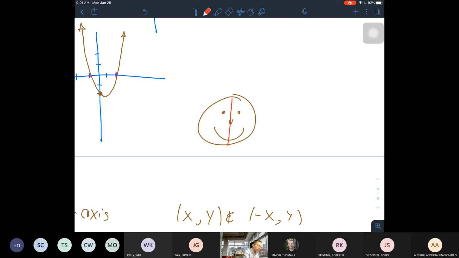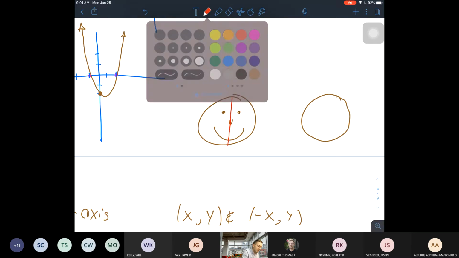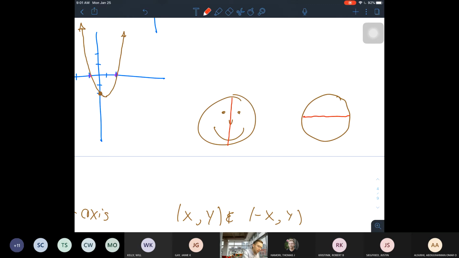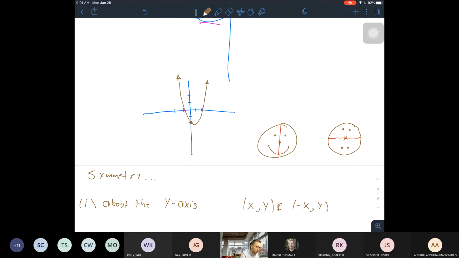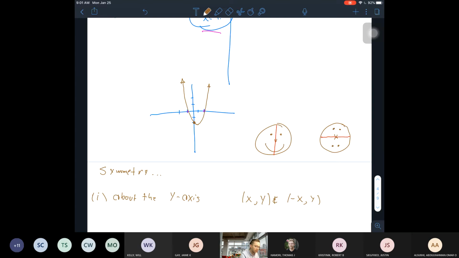I think it would look really funny if you had a face that was symmetric, say, about this axis. Then you'd have something really crazy going on. I don't know, maybe it'd look like this. Anyways, the point is that when we talk about symmetry, we need to talk about the reference about which we are symmetric.